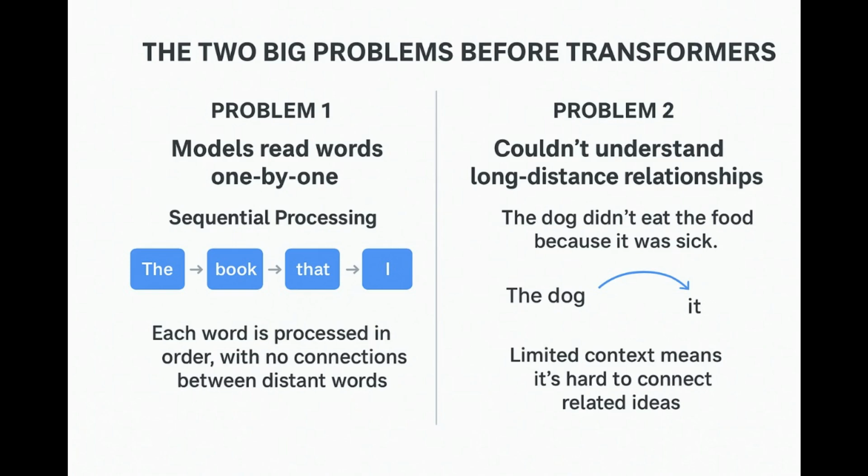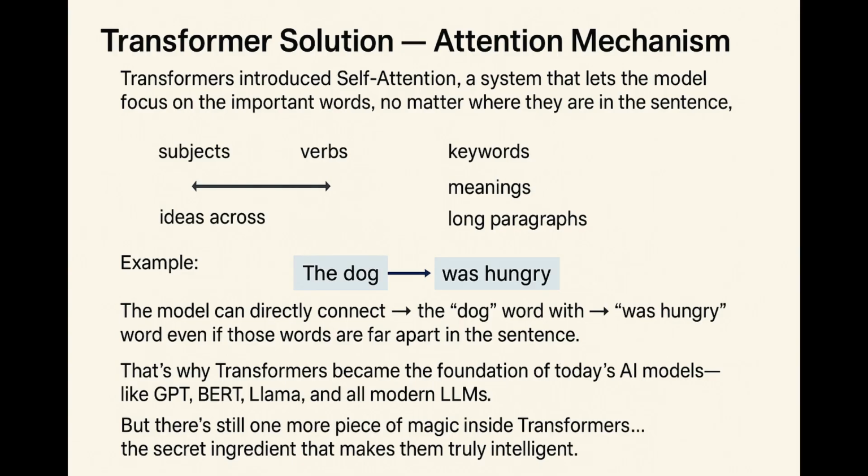Okay. Problem two is that they forget information in long sentences. The old models, RNNs and LSTMs, had memory decay. For this second problem also, transformers give the solution with the attention mechanism.